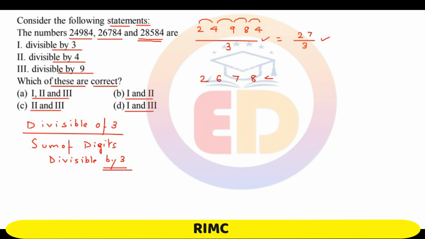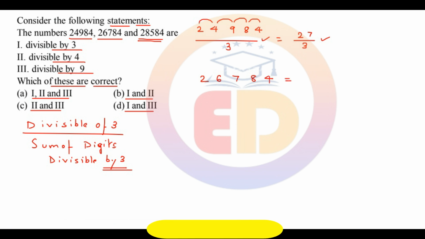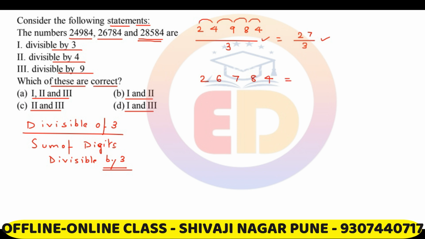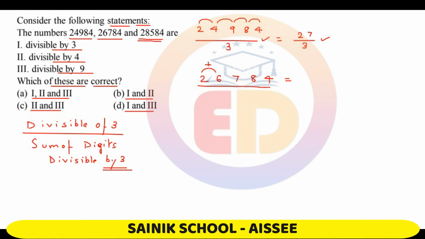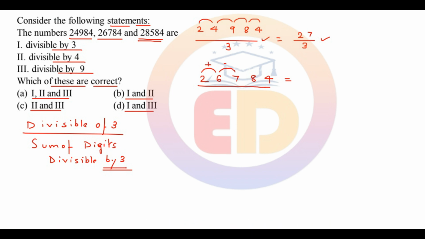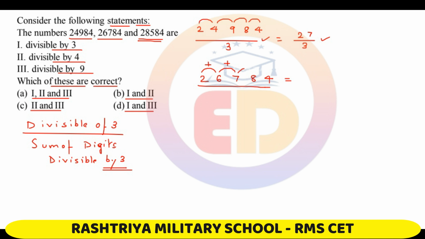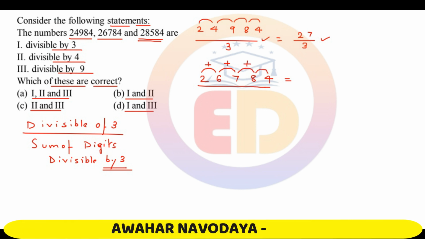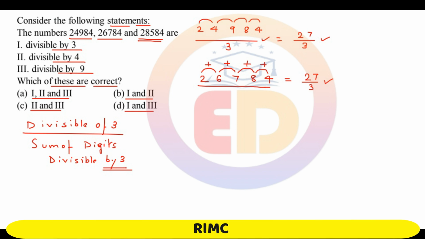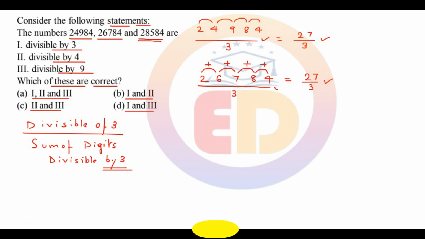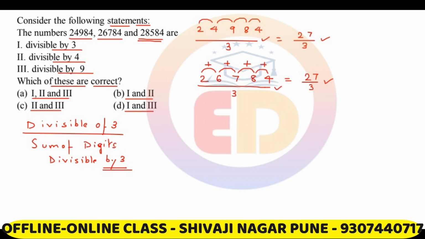26,784, whether it is divisible by 3 or not. For that I will add the digits of this number. 2 plus 6 is 8. 8 plus 7 is 15. 15 plus 8 is 23. 23 plus 4 is 27. Is 27 divisible by 3? Yes, we have checked earlier. So this number is also divisible by 3. Now let's check the third number.